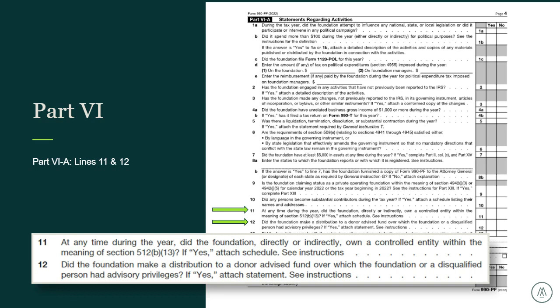And then question 12, did the foundation make a distribution to a donor advised fund over which the foundation or a disqualified person had advisory privileges? If yes, attach a statement. I'm highlighting this one because this is a bit in the news lately, and Congress has enacted some legislation that's been mulled over for a few years now. So the donor advised fund section has been in the news a lot, and we'll cover that in a little bit as to what Congress has in mind right now and the Green Book that has just been issued as to what the focus is from current Congress. So we'll cover that in a little bit more detail.